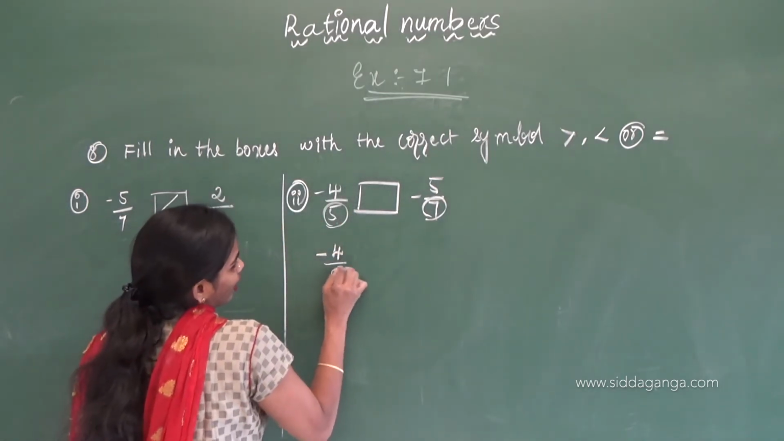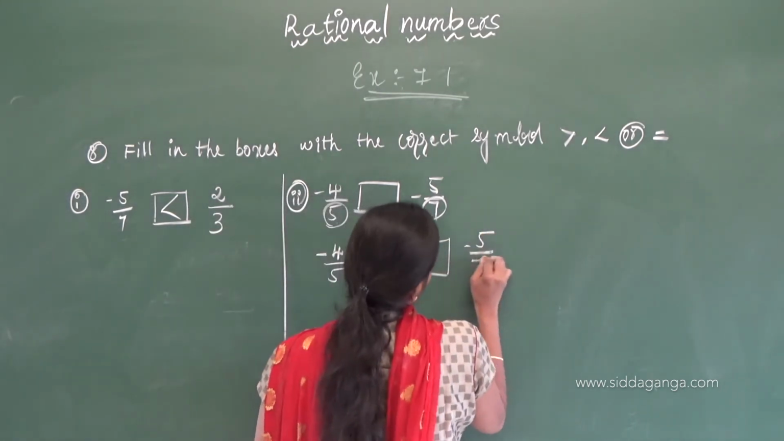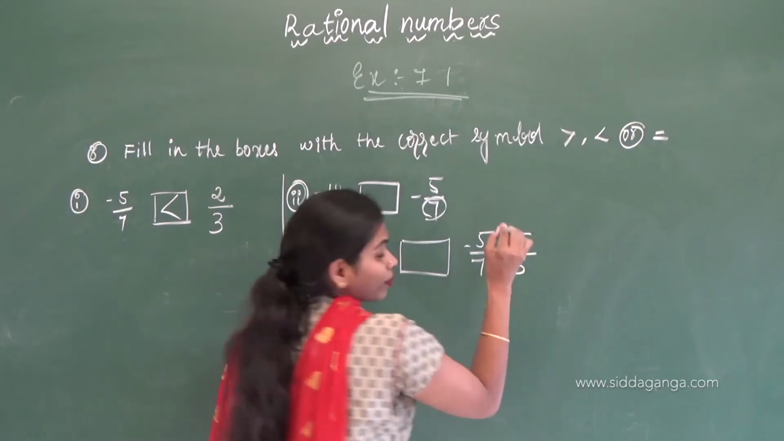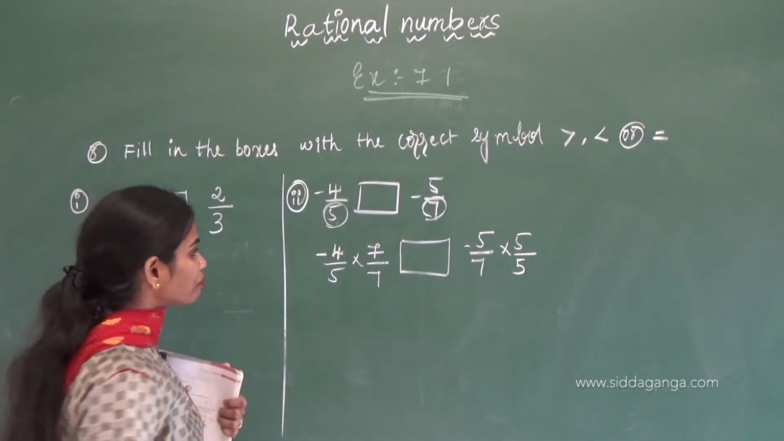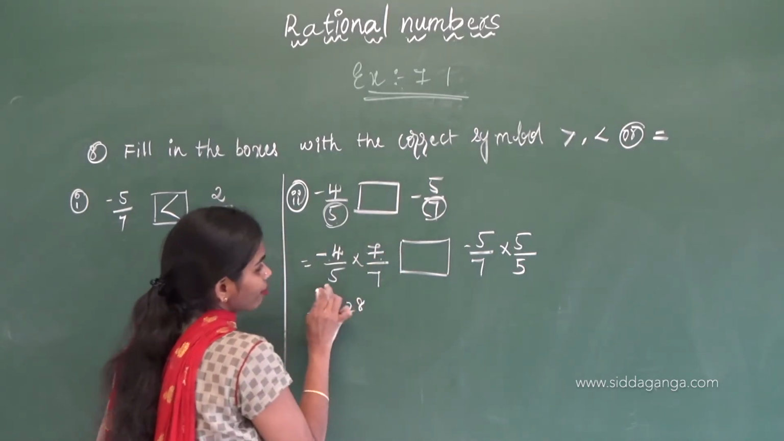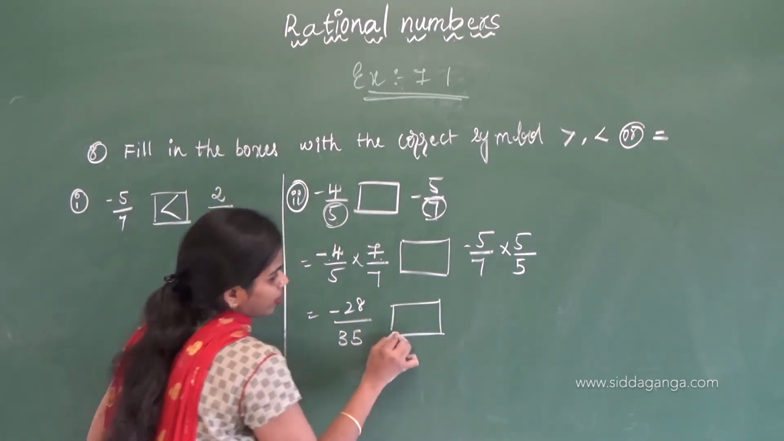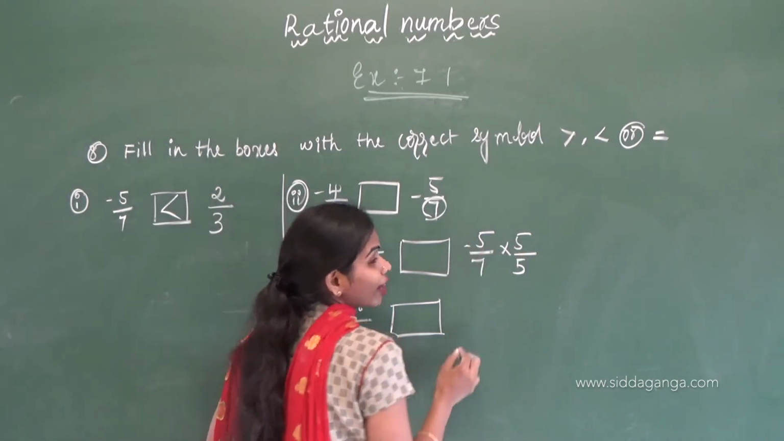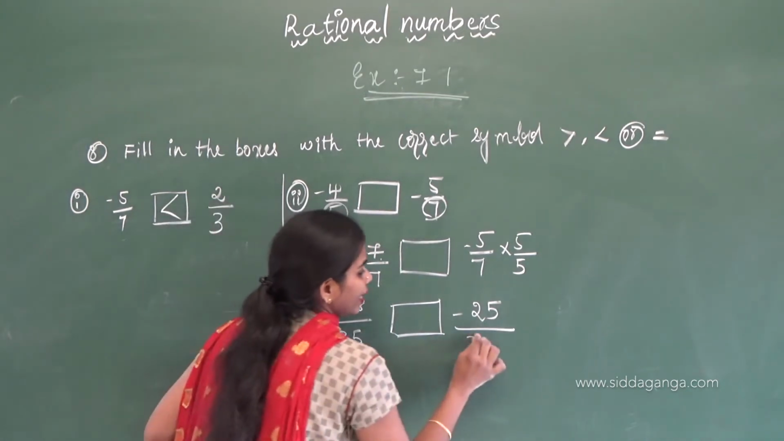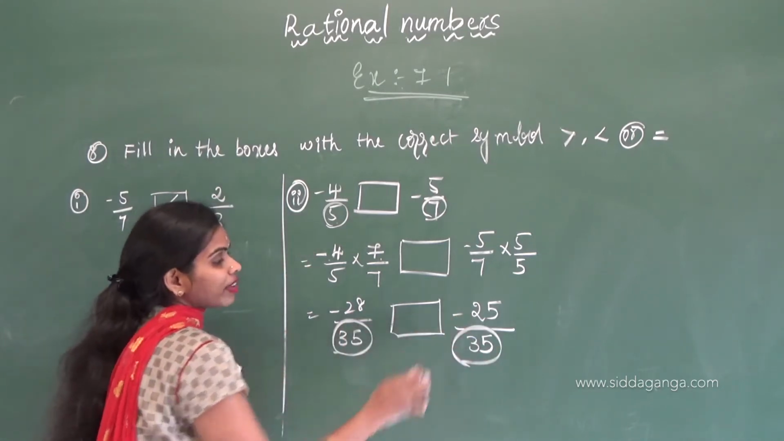Minus 4 by 5 into 7 by 7. Minus 5 by 7 into 5 by 5. 4 sevens are 28. 5 sevens are 35. Here 5 fives are minus 25. 7 fives are 35. Neglecting the denominators, which one will be the greater in between these two?